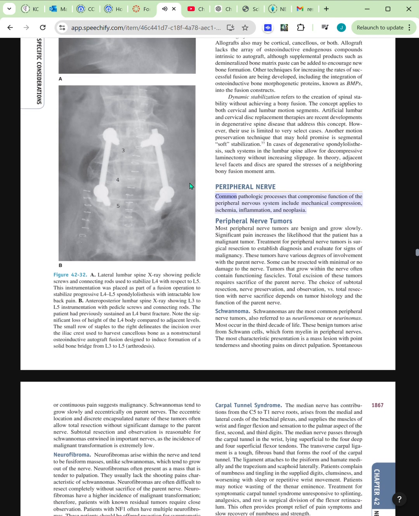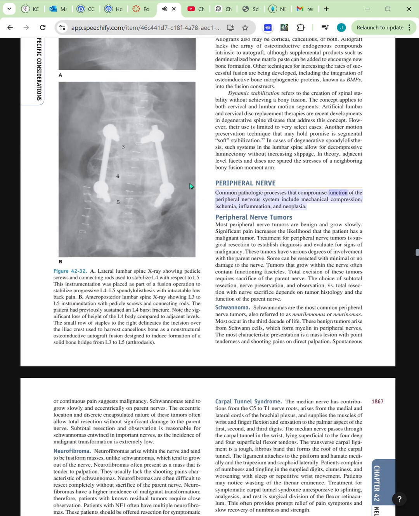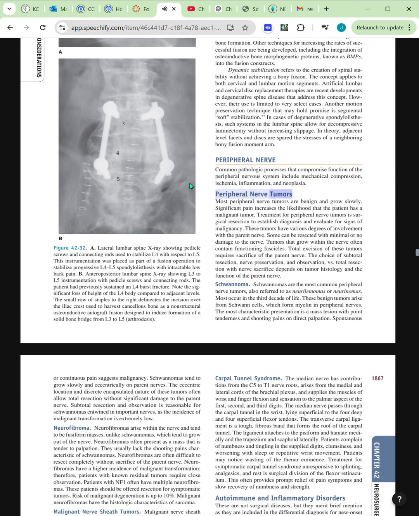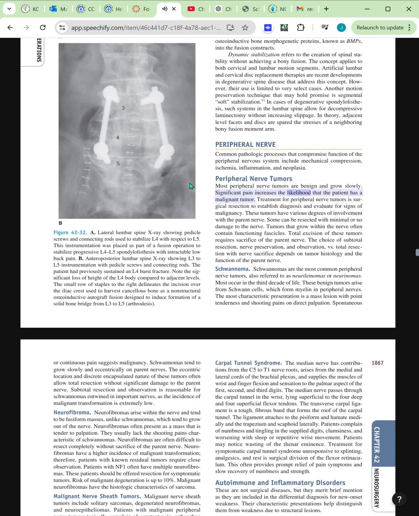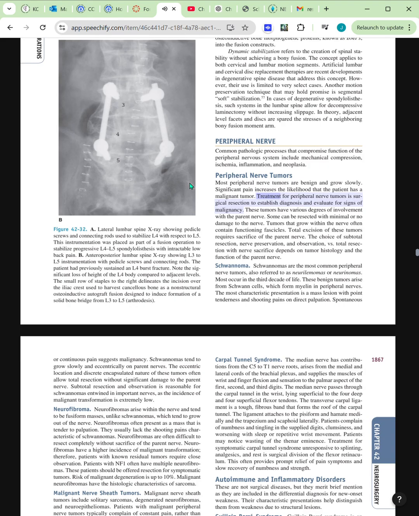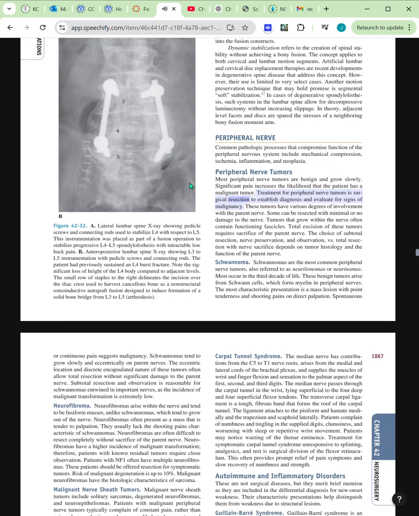Peripheral nerve. Common pathologic processes that compromise function of the peripheral nervous system include mechanical compression, ischemia, inflammation, and neoplasia. Peripheral nerve tumors. Most peripheral nerve tumors are benign and grow slowly. Significant pain increases the likelihood that the patient has a malignant tumor. Treatment for peripheral nerve tumors is surgical resection to establish diagnosis and evaluate for signs of malignancy.